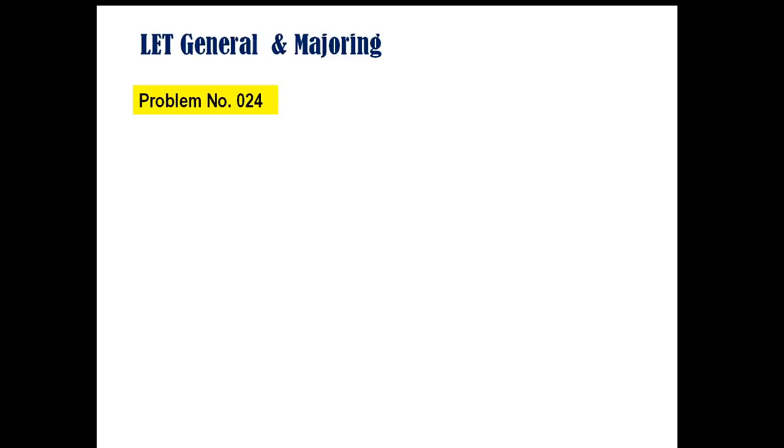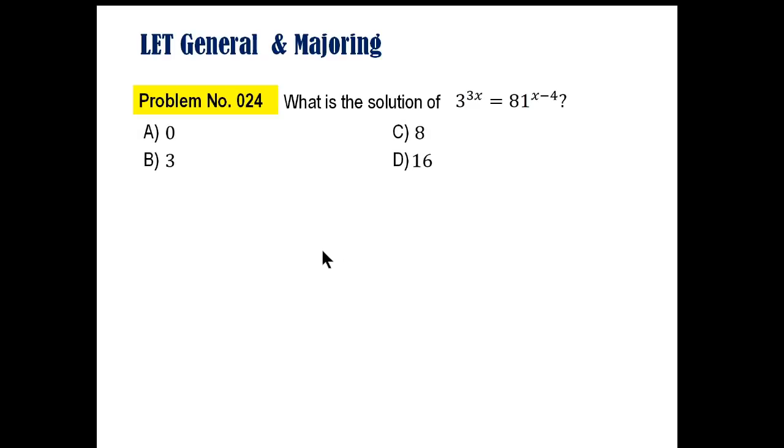Problem number 024. What is the solution of 3 raised to 3x is equal to 81 raised to x minus 4? This is algebra. The choices are A, 0, B, 3, C, 8, D, 16. For the solution, 3 raised to 3x is equal to 81 raised to x minus 4. We can't set the exponents equal because we don't have the same base. So all we have to do is manipulate 81 so that we can have a common base.